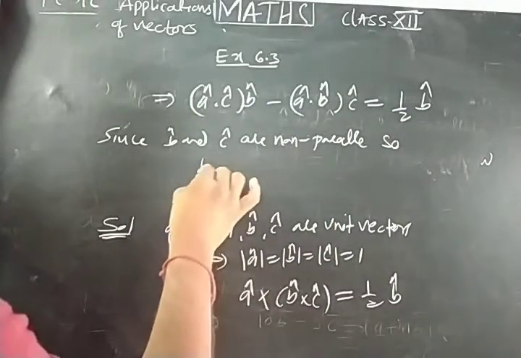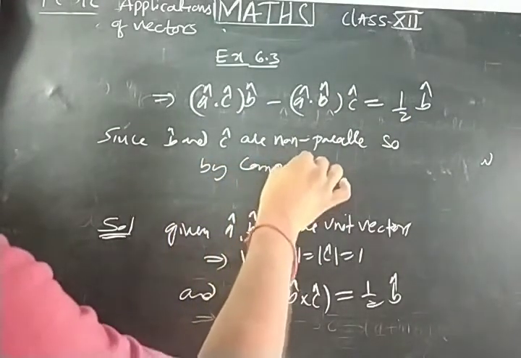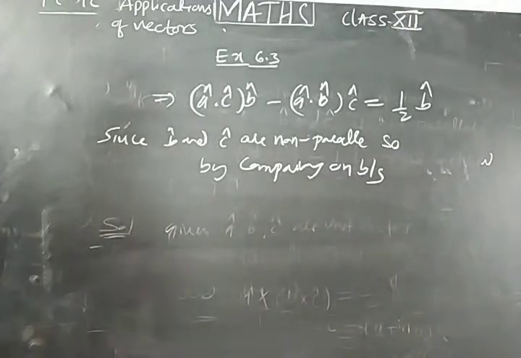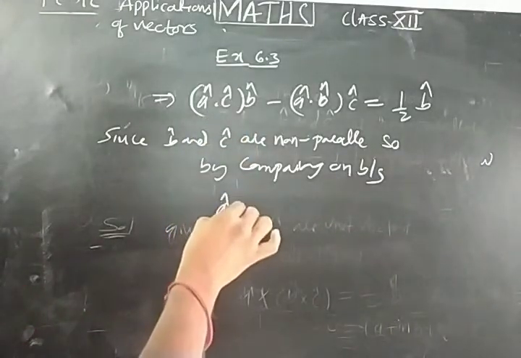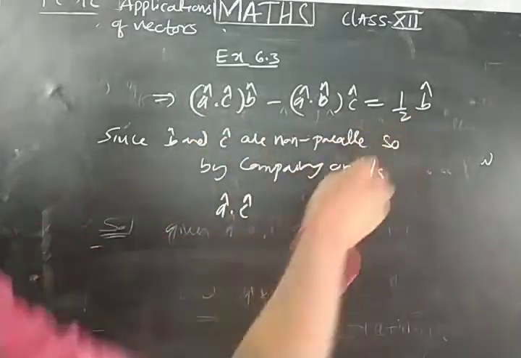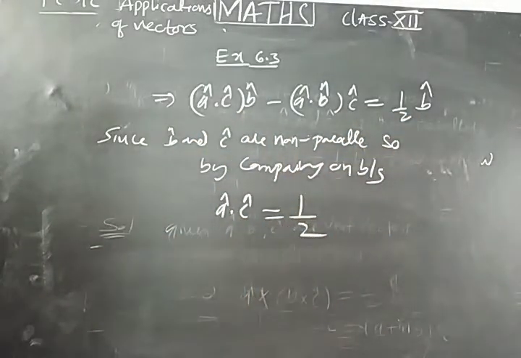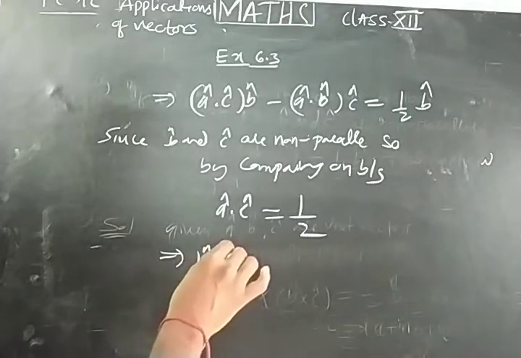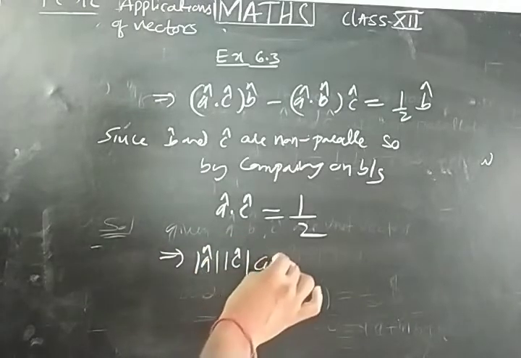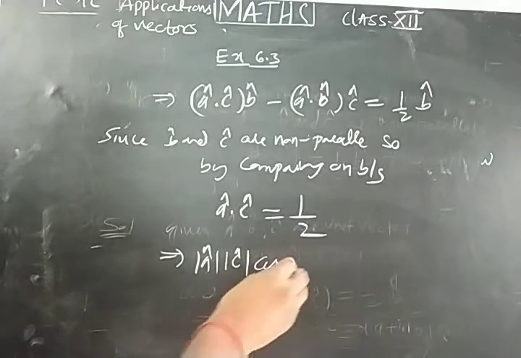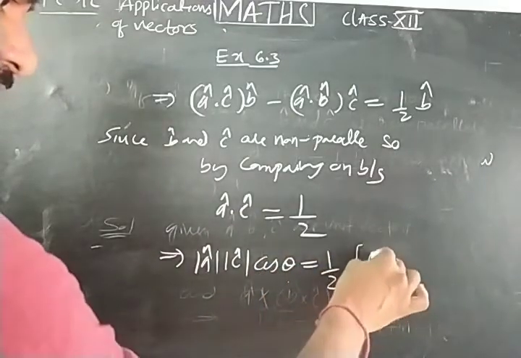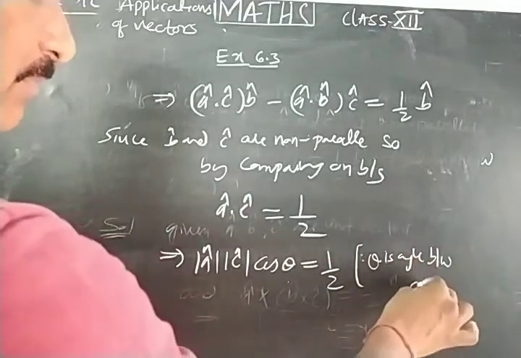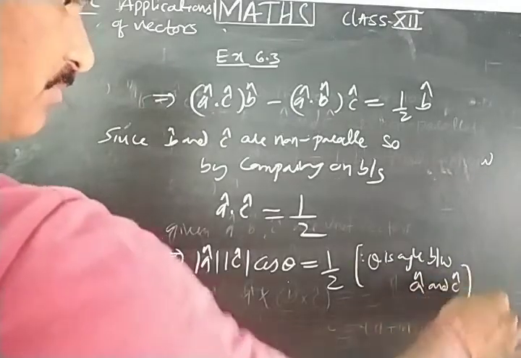What will we get by comparing on both sides? A cap dot C cap is the coefficient of B cap. The right hand side coefficient of B cap is 1 by 2. And what is the dot product? It means mod A cap, mod C cap, cos theta, where theta is the angle between A cap and C cap, equal to 1 by 2.